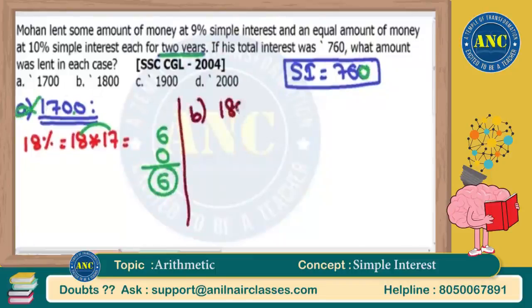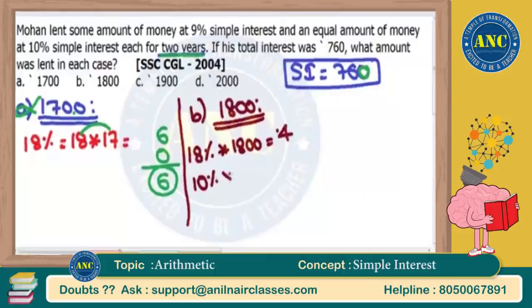If I take 1800, the first one is 9% for 2 years, 18%. 18% of 1800 is 18 into 18, 324, unit digit is 4. Next, 10% of 1800 is 180, ending with 0, and for 2 years it is 20%, 360, ending with 0. The unit digit is 4, which is not equal to 0, ruled out.